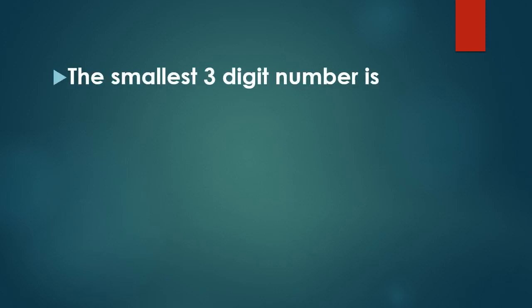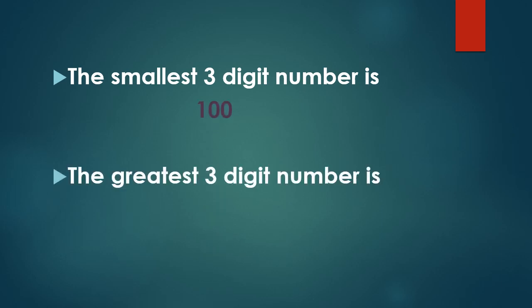The smallest 3-digit number is 100. The greatest 3-digit number is 999. I repeat, the smallest 3-digit number is 100 and the greatest 3-digit number is 999.